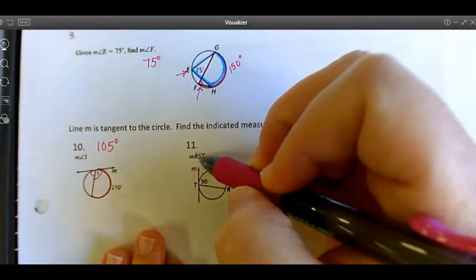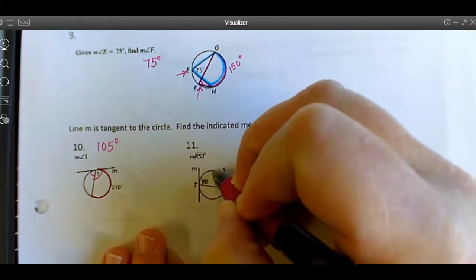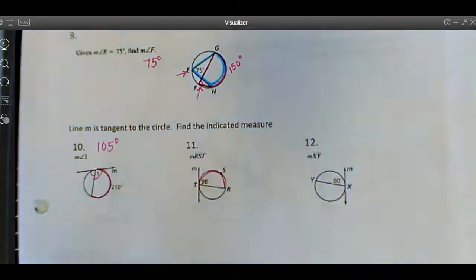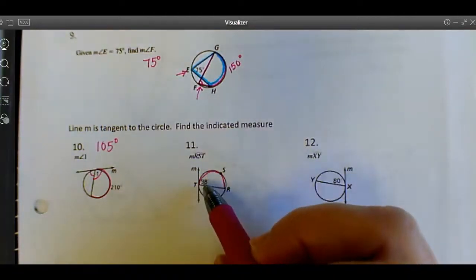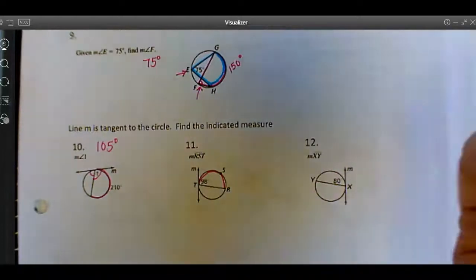Okay, here it wants me to find RST. RST. 98 is across from that. So what am I going to do? 98 times 2.